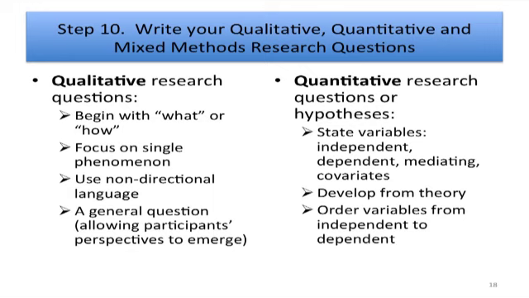On the other side, we have quantitative research questions, or you might even have hypotheses. So I would get you oriented towards the variables that you are relating, such as independent, dependent, mediating, covariate variables. These hypotheses or questions would often flow from theory, and I'd have you write them in the order where the independent variables are at the first of the statement and the dependent variables at the last part of the statement. So there's kind of an order to these variables.